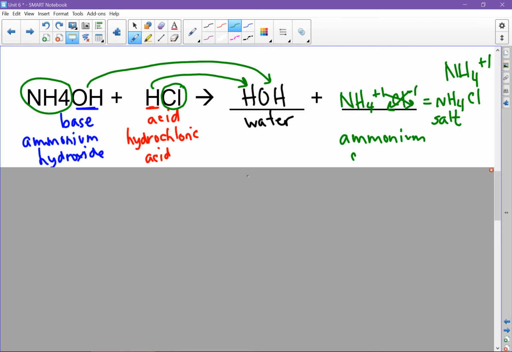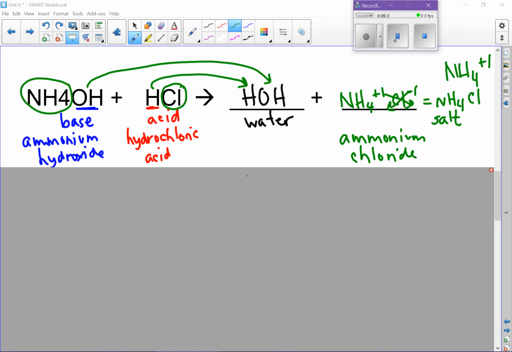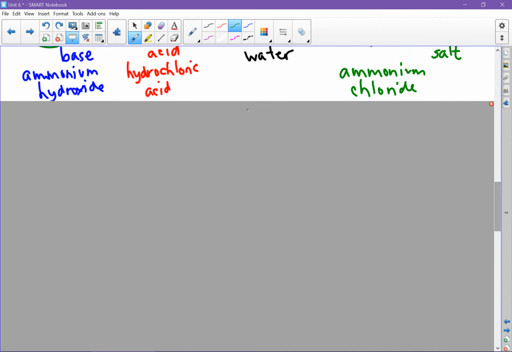And Cl is chlorine, so we change that ending to chloride. So all of these are examples of neutralization reactions, and now we're going to talk about what they're used for. Okay, so we do neutralization reactions a lot.